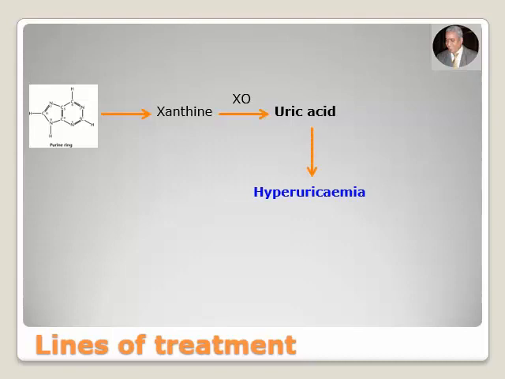If uric acid level increases in the blood, this is called hyperuricemia. Normal level of serum urates is 3 to 7 mg%. This level may vary according to sex, age, and the catabolic state.